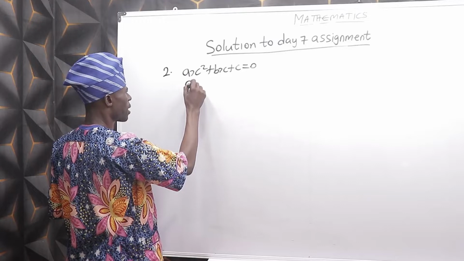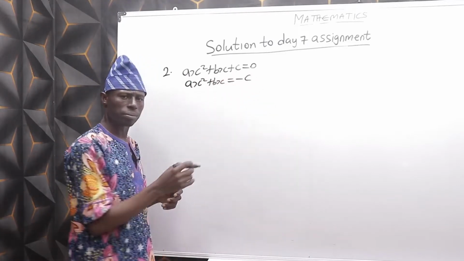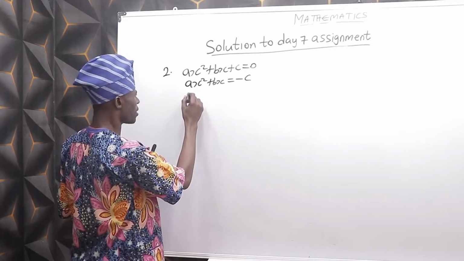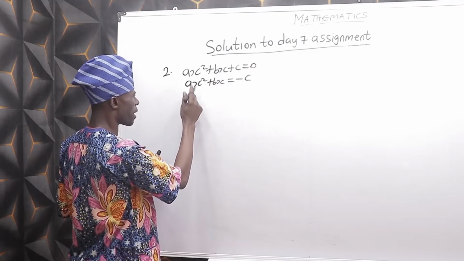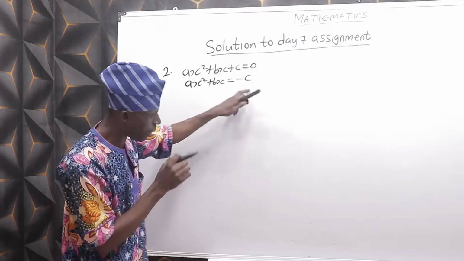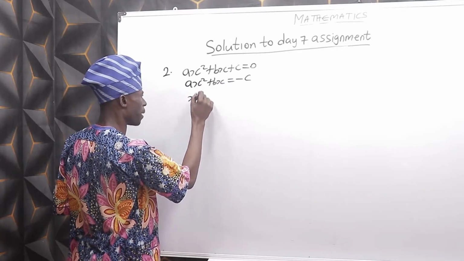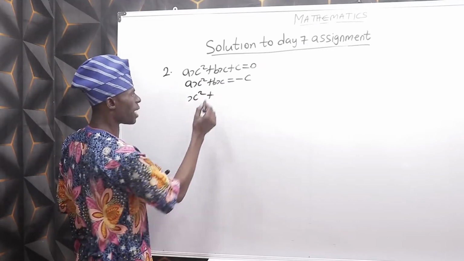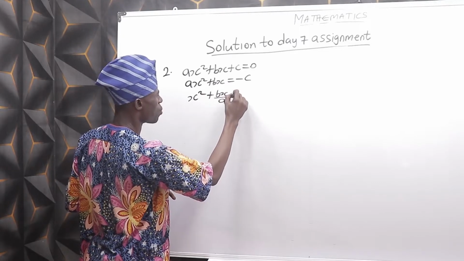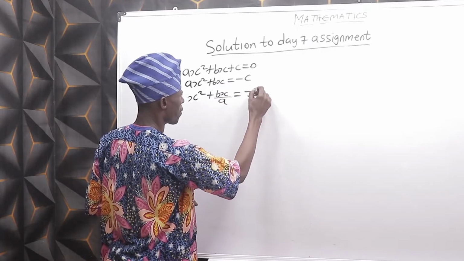Separate the constant. ax squared plus bx equals minus c. The next thing is divide through by the coefficient of x squared. The coefficient of x squared here is a. Use that a to divide each term. So I use the a to divide ax squared. It gives us x squared. I use the a to divide bx. It gives us bx over a. Using the a to divide minus c, it gives us minus c over a.